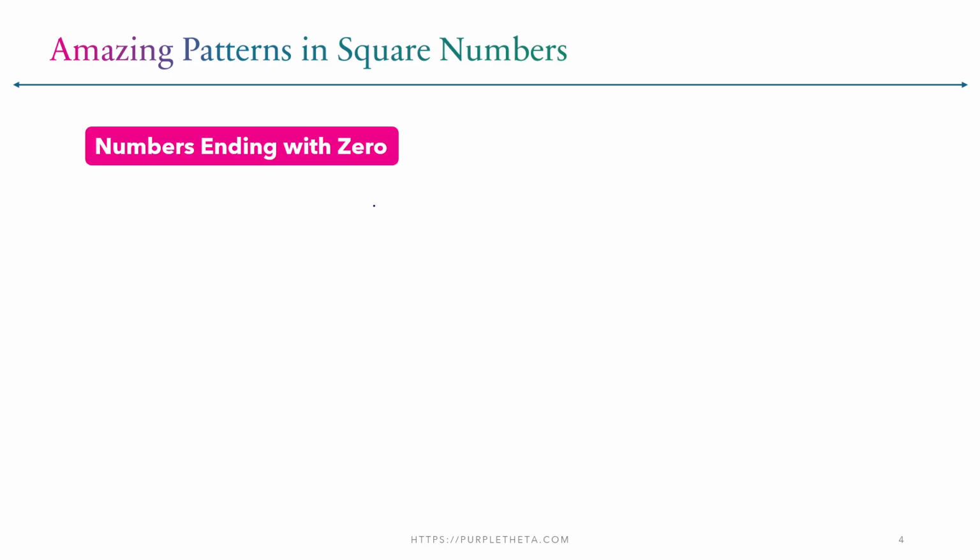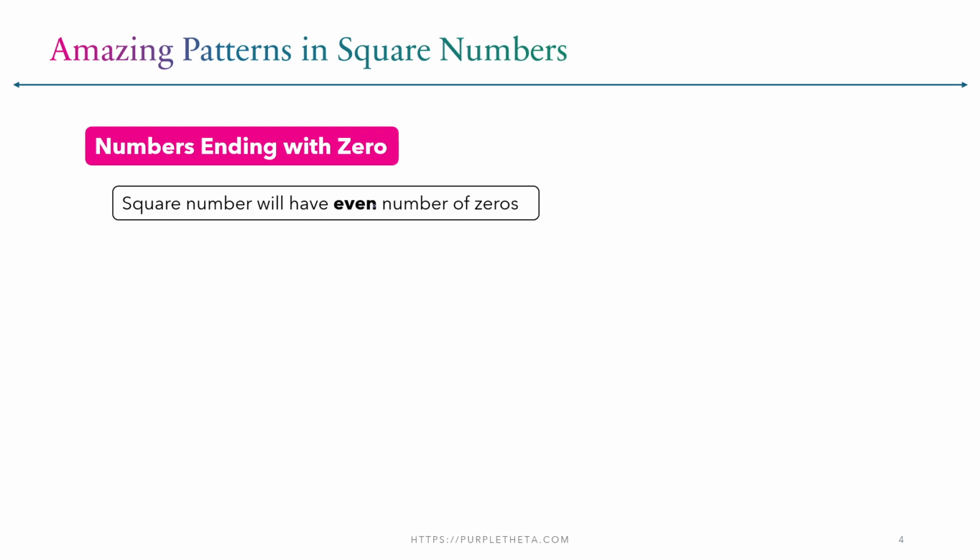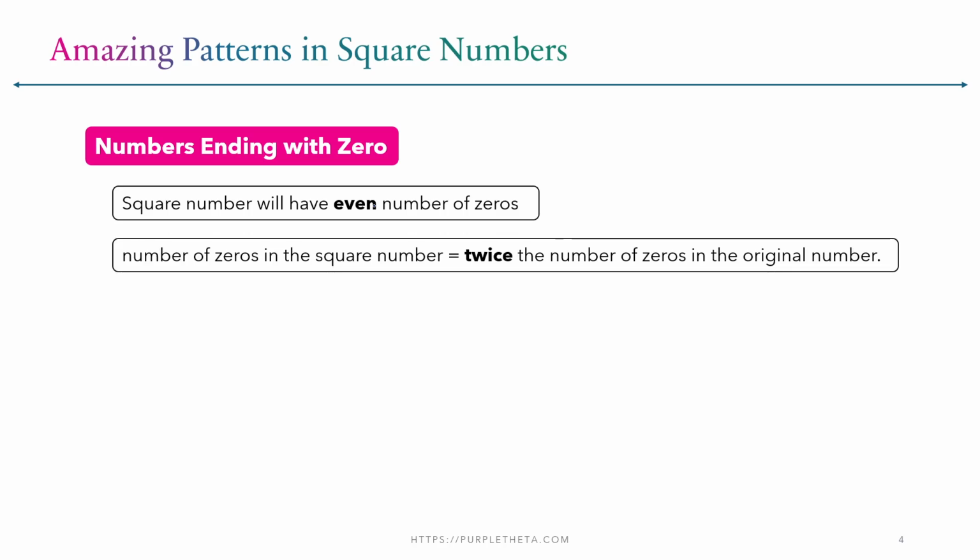Now let us look at another interesting pattern where numbers are ending with 0. If a number has 0 at the end, its square will have an even number of zeros, right? In fact, the number of zeros in the square will be twice the number of zeros in the original number. For example, 10. Its square is 10 multiplied by 10, right? That is 100. Okay. Here 10 has 1 zero and its square 100 has 2 zeros, right?